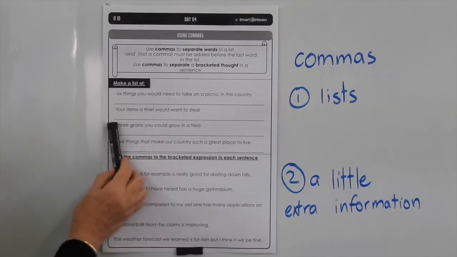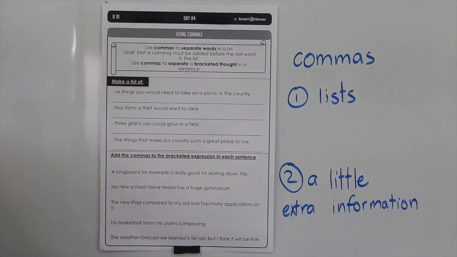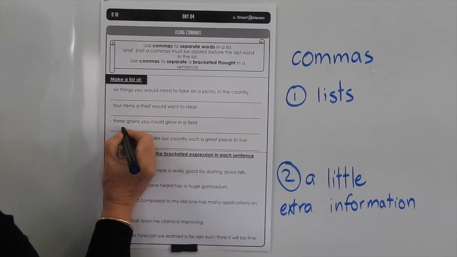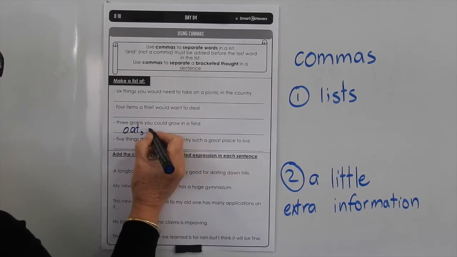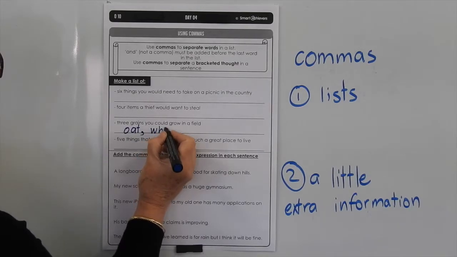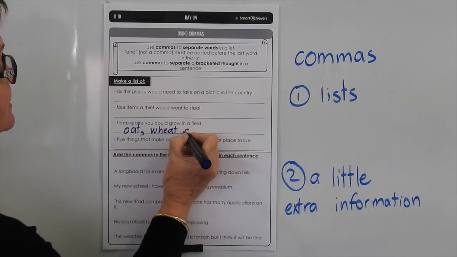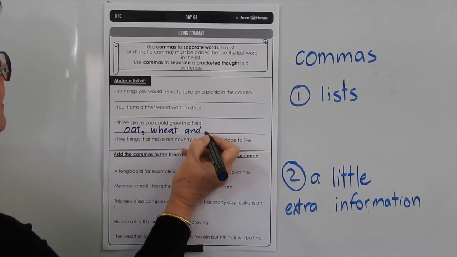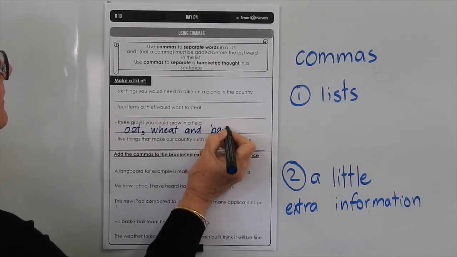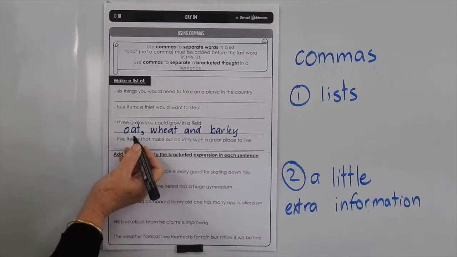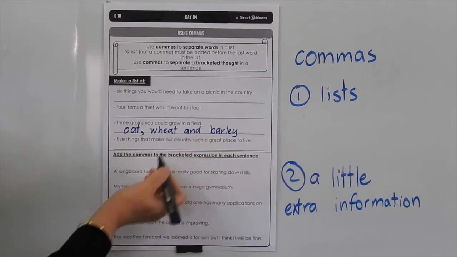I'm going to pick this one here because this is the shortest one. 3 grains you could grow in a field. So I might put oats, then I have to put a comma. Then I might put wheat. Now because I only have to give 3, before the last word in my list I put and. I don't put a comma, I just put the word and, my last thing will be barley. Okay, there's my 3 things. So commas up until the last word, and then before the last word you put an and.